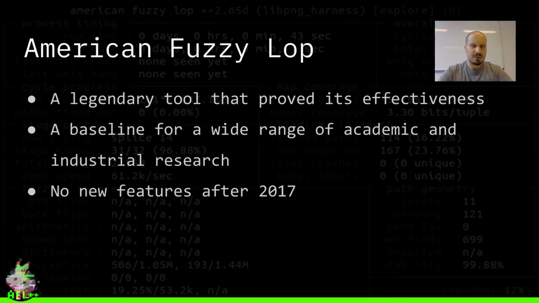AFL is a widely used tool and has discovered many vulnerabilities in software. It is also a baseline for a lot of fuzzers that are based on AFL, from both academic research and industry. But this tool has not been updated with new features since 2017. So there is a lot of interest in this tool. And why not fork it to continue the development?